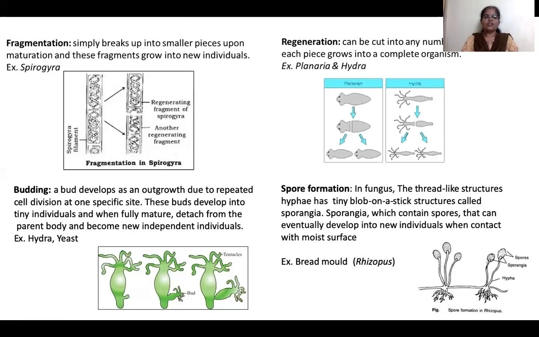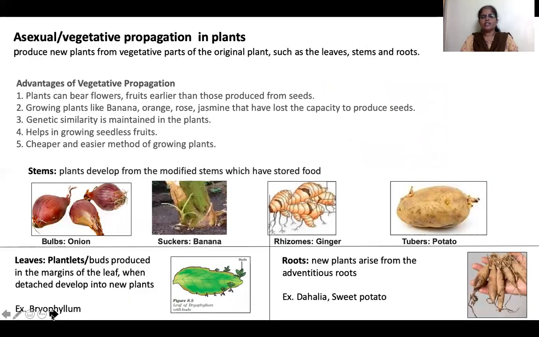Now we know there are four different types of asexual reproduction in multicellular organisms. Now after knowing all this, let us see vegetative propagation in plants. Vegetative or asexual reproduction in plants: new plants are produced from vegetative parts of the original plant.